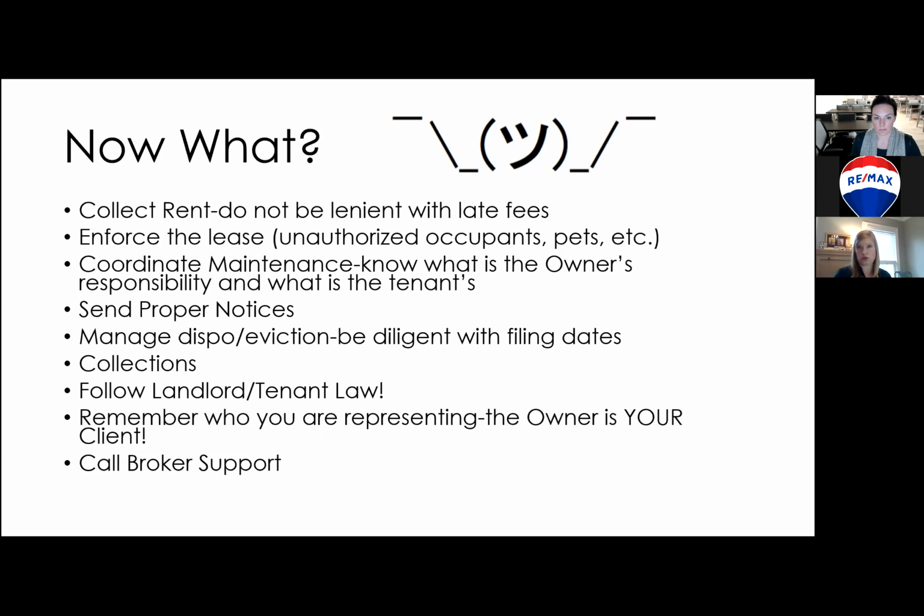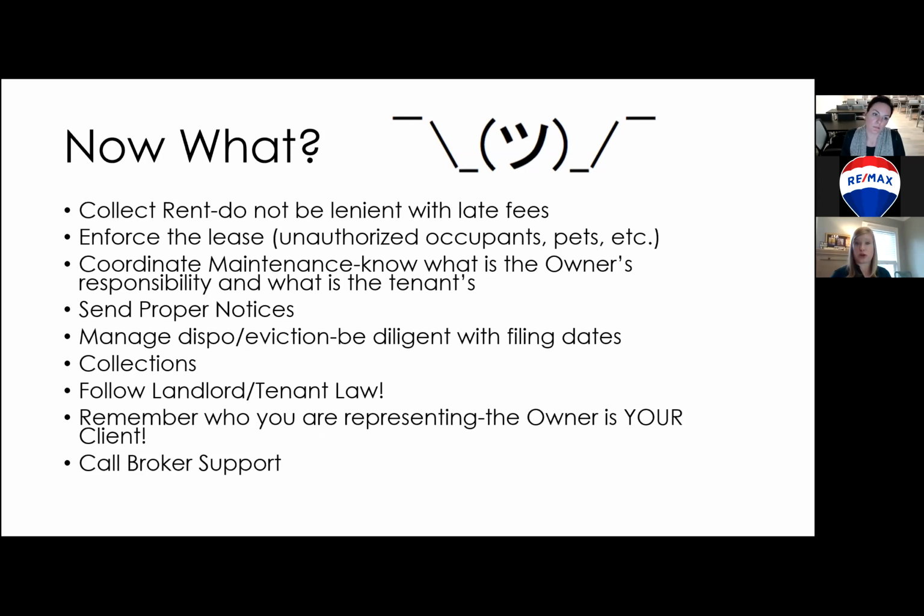Habitability is huge. You don't want it to be 102 degrees outside and the air conditioning's out and you don't address it, because then it just leads into a nightmare of they're paying to get it fixed. They're not paying their rent because you're not fixing the air conditioning, and it's a habitability issue that they would win in a court of law.